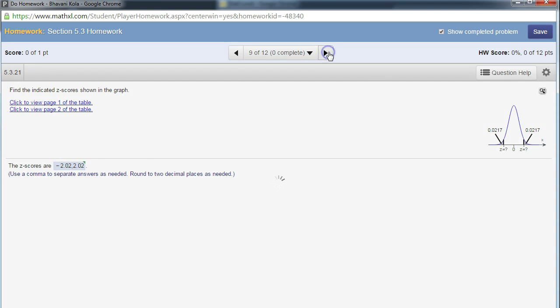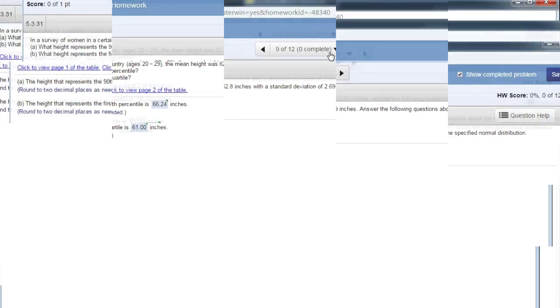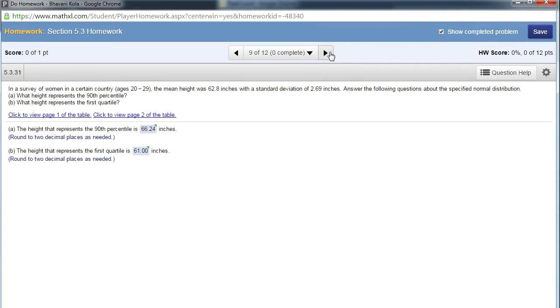All right, so now I'm going to work on problem 9 from the homework. In a survey of women in a certain country, the mean height was 62.8 inches with standard deviation of 2.69. Answer the following questions about the specified normal distribution. What height represents the 90th percentile? What height represents the first quartile?